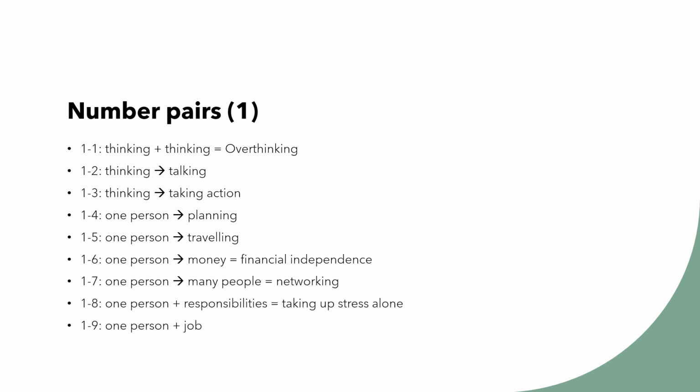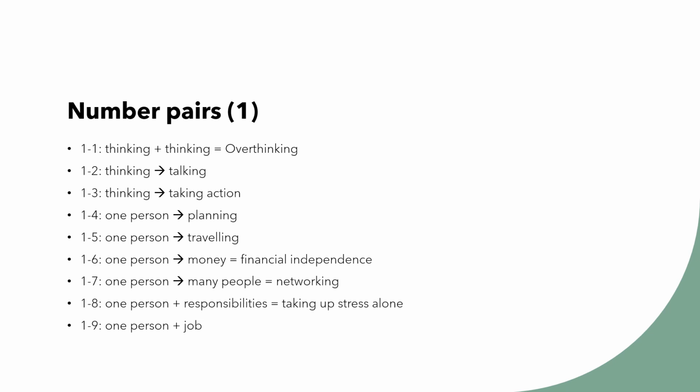1 6, 1 person with money, we would think that it's financial independence. 1 7, this we've mentioned in the previous lesson, it is 1 person to many people. So it gives you the image of networking. 1 8, again, 1 person with a lot of responsibilities. This one has a slightly negative connotation to it because if you're taking all the responsibilities alone, you might end up also taking up all the stress alone.